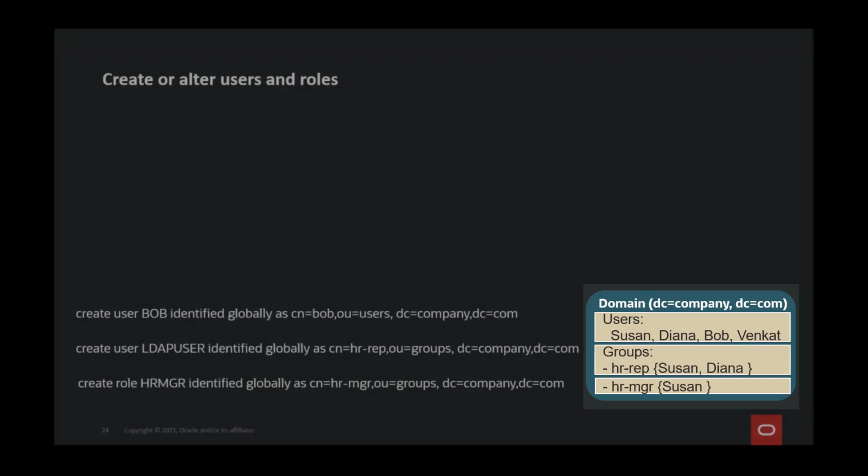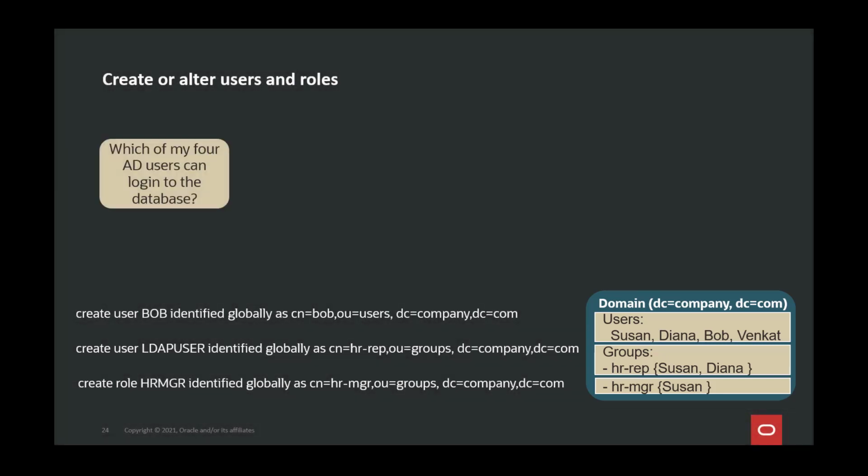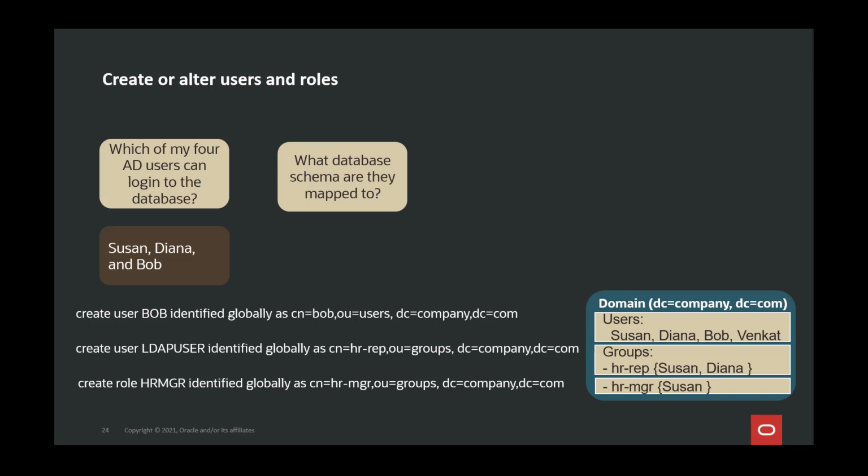We have users in 2 groups. Which of my 4 users can log into the database? Well, in this case, Bob, because Bob was created as a dedicated schema, and Susan and Diana, because their group, HR rep, was created as a shared schema. And if we look at those schema mappings, we'll remember that Bob was mapped to Bob because it's dedicated, whereas Susan and Diana are mapped to LDAP user.